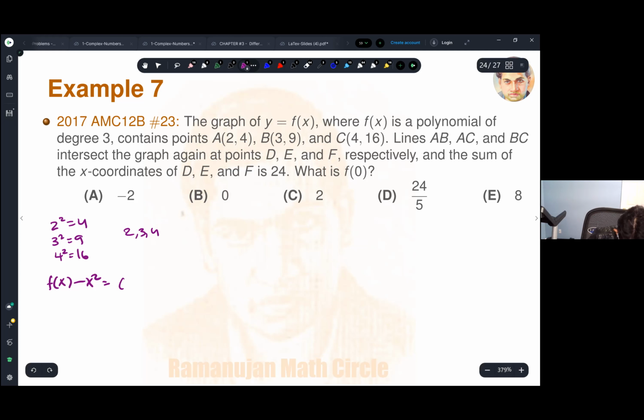So it has the form of a times x minus 2, x minus 3, and x minus 4. And the reason this is the case is because it says it's degree 3, and so it's of this form. There's no extra factor. So then that means that f of x can be written as a times x minus 2 times x minus 3 times x minus 4 plus x squared.